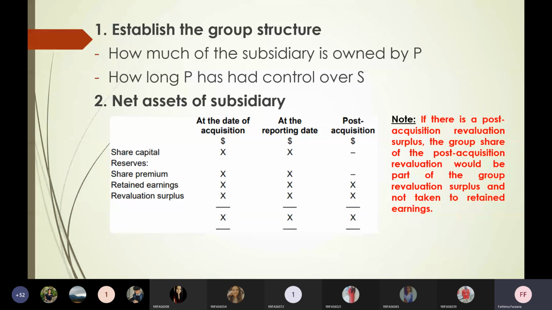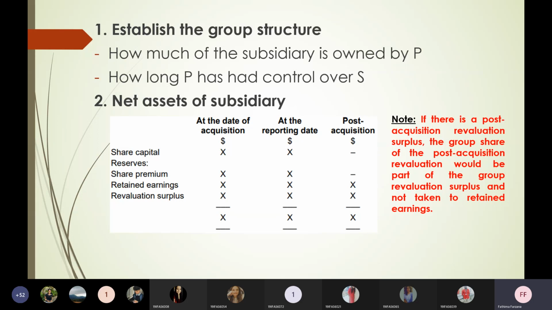So if there is a post-acquisition revaluation surplus, that is after April, if you have a revaluation surplus computed, the group share of post-acquisition revaluation would be part of group revaluation surplus and not taken to retained earnings. We will be taking it to group revaluation only. This you can understand very clearly once it comes in computation.